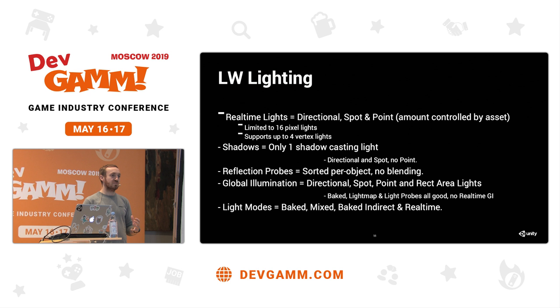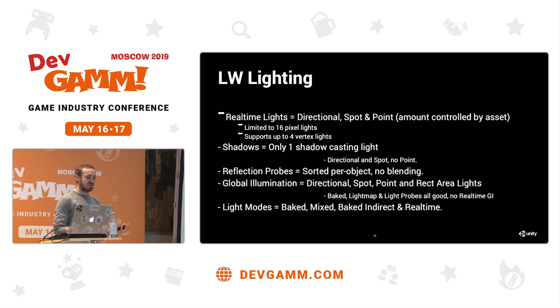So I could have an entire environment with hundreds and hundreds of lights, but with me as the player and the camera maybe behind me in a third person view, the only lights in this region would be working and rendering. Ones away from me would not be. And spots up to four vertex lights. For shadows, we only have one shadow casting light. Generally, it's one main directional light, like the sun.